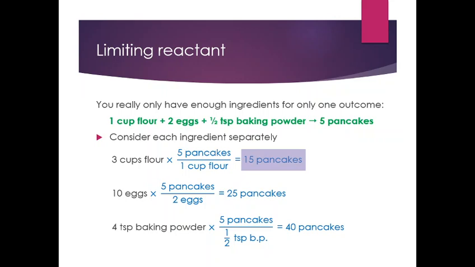But that 15 pancakes, that is the theoretical yield. That just means that theoretically, if you did everything 100% perfectly, you will end up with 15 pancakes. As I stated, the limiting reactant and the theoretical yield are tied to one another. If you know the limiting reactant, it's always going to result in the theoretical yield.